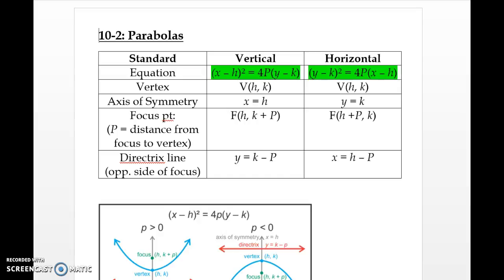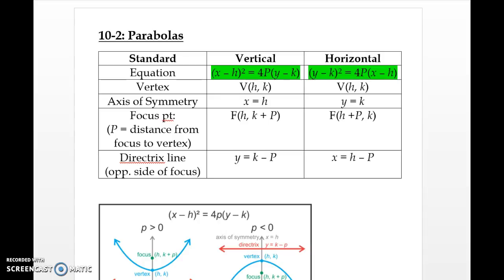Okay, so we are going to start chapter 10 with parabolas. You guys are a little bit familiar with parabolas. We have done things with them before. We've graphed them in standard form and vertex form, gone back and forth. We're going to talk a little bit more about parabolas today, and this chapter is on conic sections.